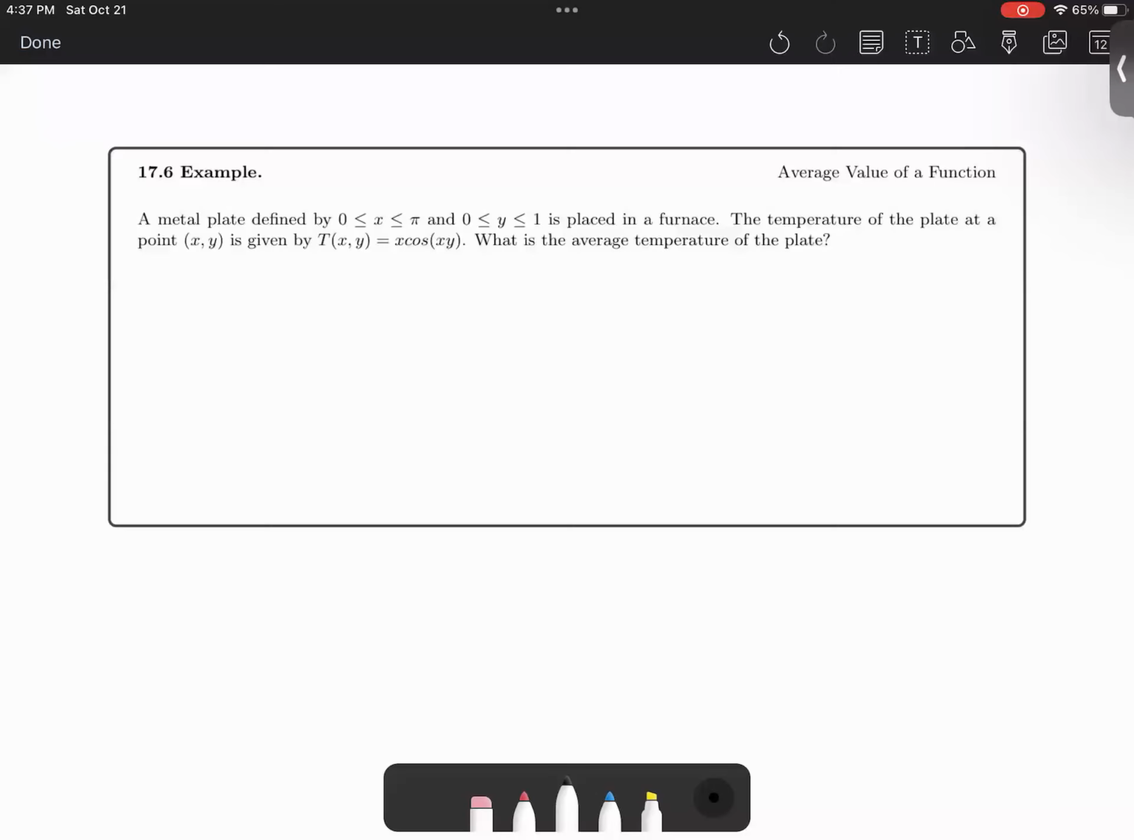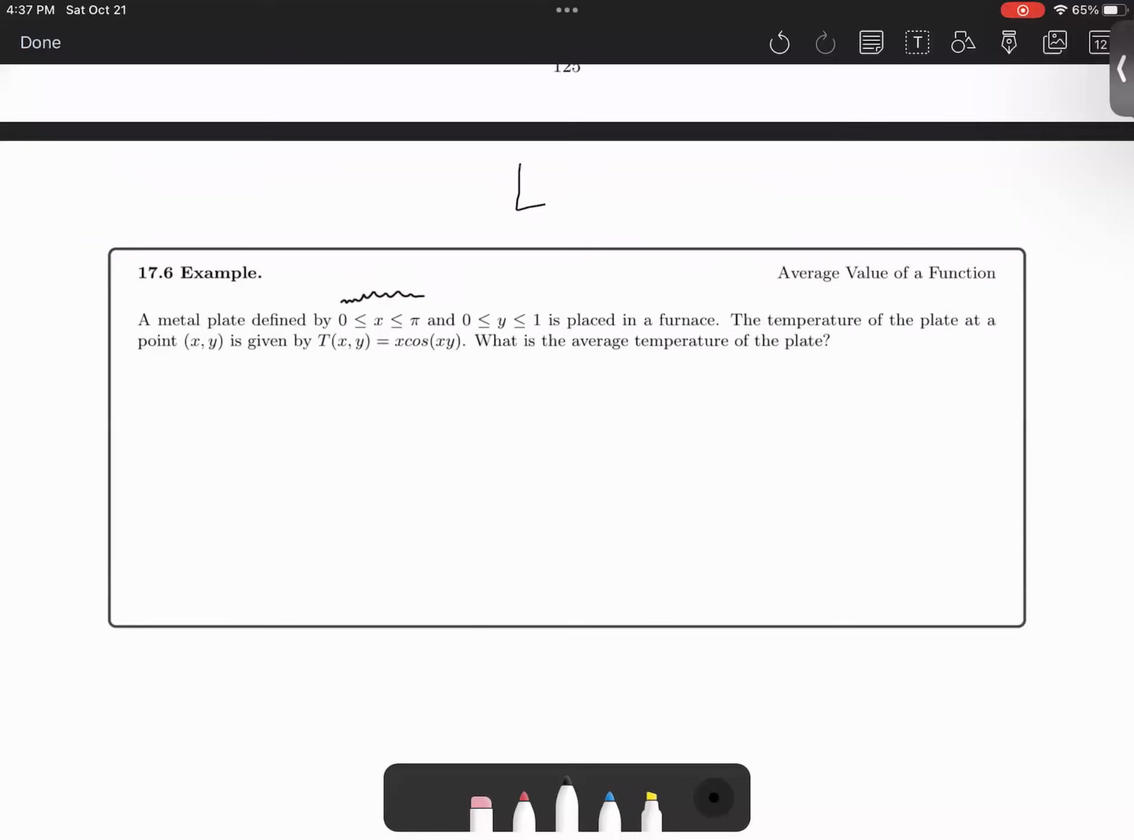Let's find the average value of a function. So we have a metal plate defined as a rectangle. So my x's have to be between 0 and pi. Let's maybe draw it up here. My x is my horizontal direction between 0 and pi, and my y's are my vertical directions between 0 and 1. So this point right there is our origin.